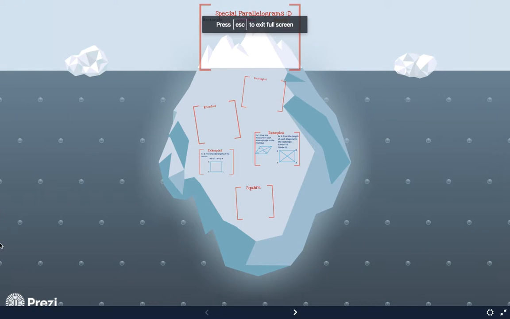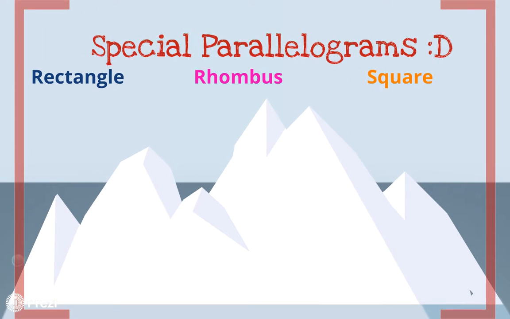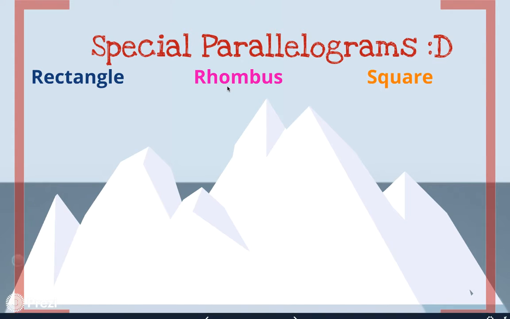Oh man, I know you guys are super pumped up to learn about some special kinds of parallelograms. I bet that you did not know that there are other shapes that are also considered to be parallelograms. So rectangles, rhombi, and squares. Rhombi is rhombus, plural, by the way. But anyway, rectangle, rhombus, and square, these shapes are also parallelograms.